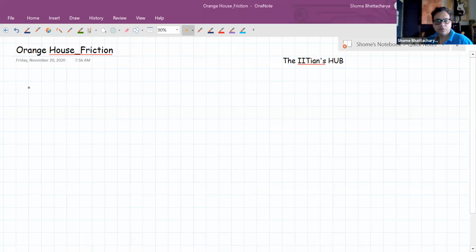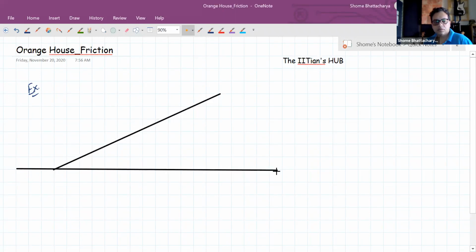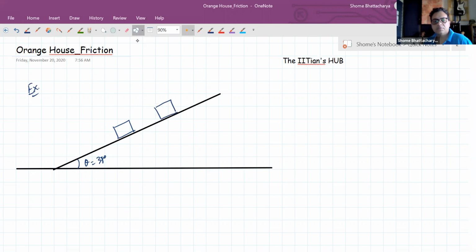Here is an example question which you can solve. So we have an inclined plane like this, and an inclination of 37 degrees with respect to horizontal. Now in this there's a combination of two blocks. And the blocks are connected by a thread.